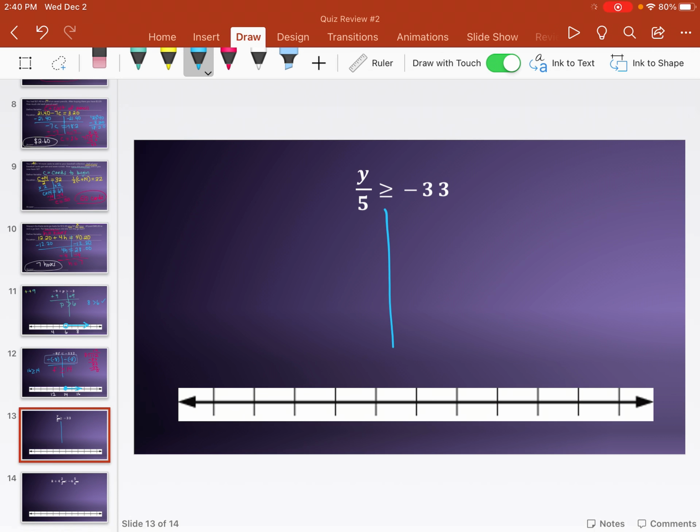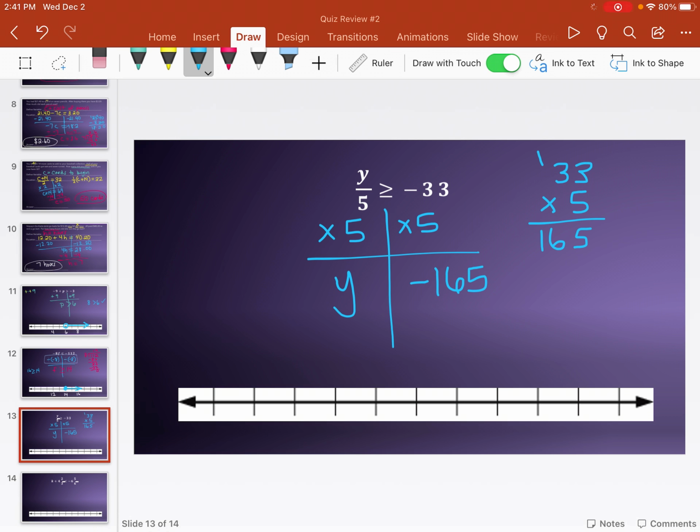All right, next. This is dividing by 5, so I'm going to multiply by 5. So 33 times 5, let's see, 15, carry my 1, 16. It was a negative times a positive, so negative 165. And y. This time I do not switch my sign, because this step right here, I multiplied both sides by a positive. It doesn't matter that that 33 was negative. The 5 that I was multiplying on both sides, that was positive, so I don't switch my sign. So y is greater than or equal to negative 165.